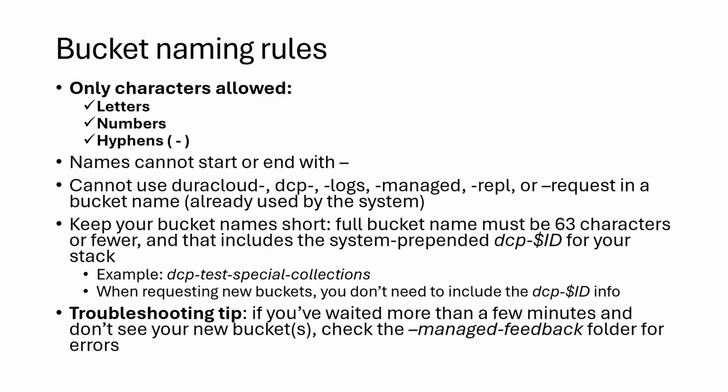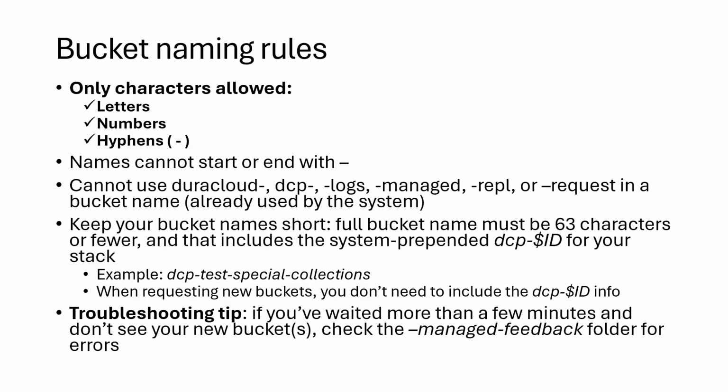We also urge you to keep your bucket names short. The total character allowance for bucket names is 63 characters, and all buckets automatically include the full DCP-stack name as part of your bucket name. So, for example, a bucket requested for the Lyrasis hosting test stack might be special collections. The full name for that bucket will be DCP-test-special-collections. Naming your buckets is an important first step in using DuraCloud Preserve.